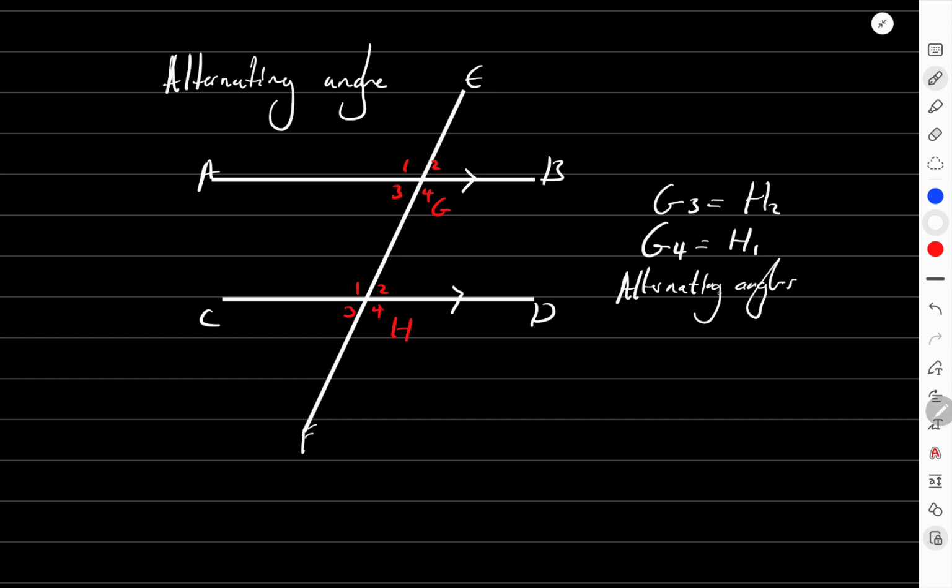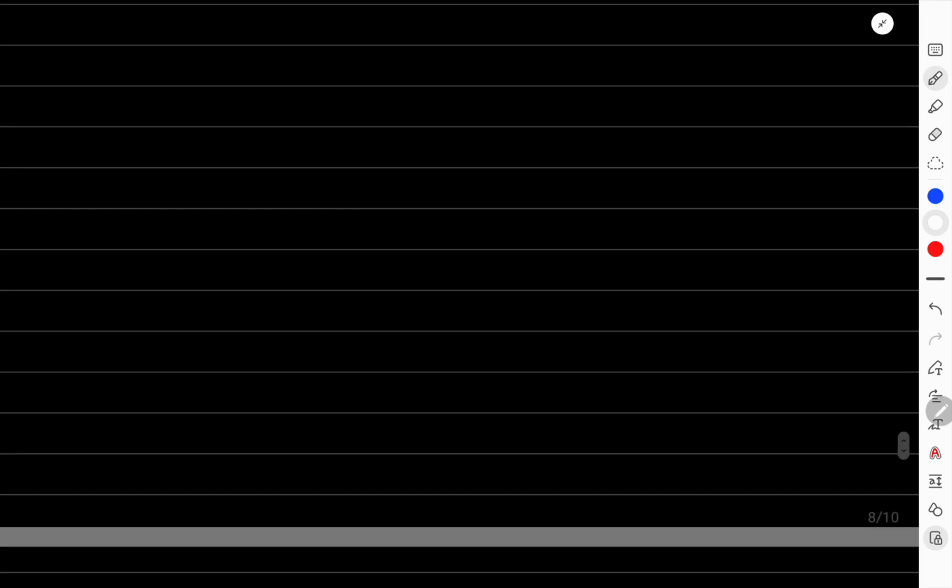After writing alternating angles, I have to write which lines are parallel. I'm going to say AB is parallel to CD. Now let us try to solve this particular question. Calculate the value of the angles indicated by the small letter. I'm given a structure like this one.